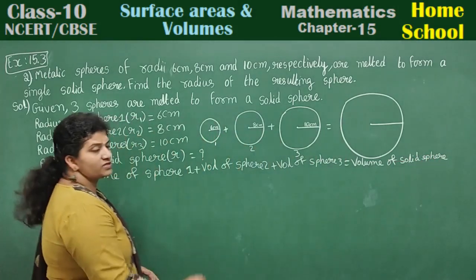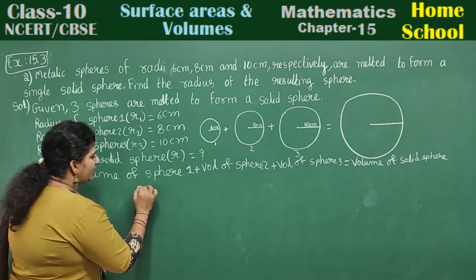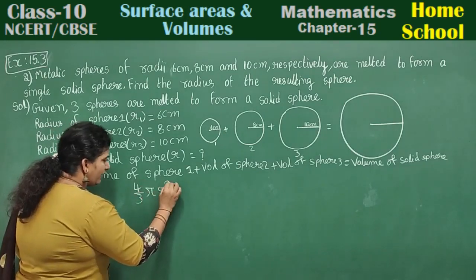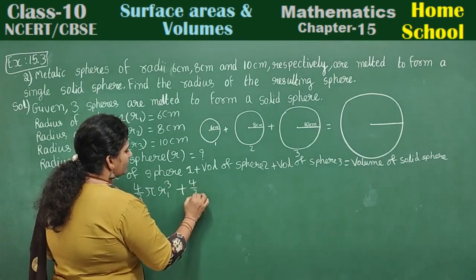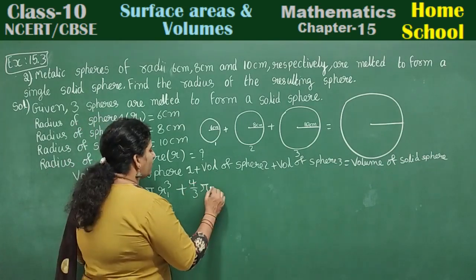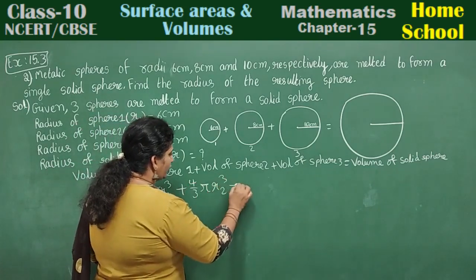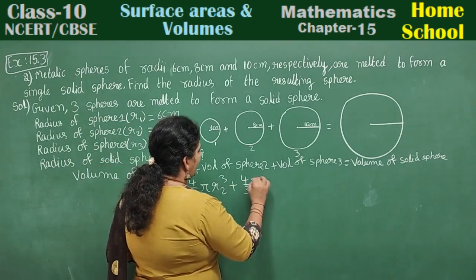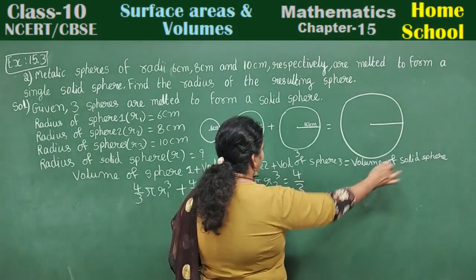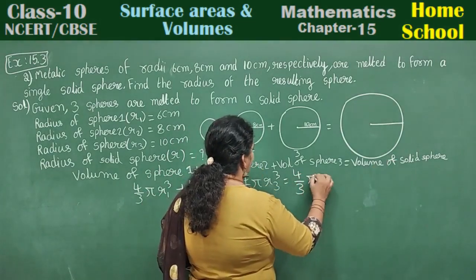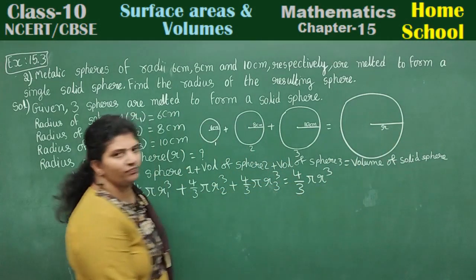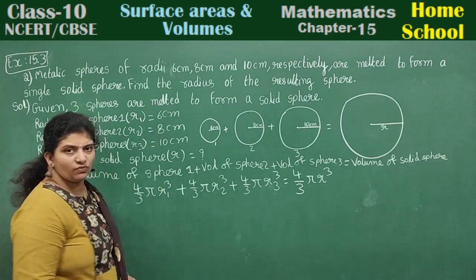Write the formula. What is volume of a sphere formula? It is 4 by 3 pi R1 cube plus 4 by 3 pi. Radius is different, so write with the R1, R2, R3. 4 by 3 pi R2 cube plus 4 by 3 pi R3 cube is equal to volume of solid sphere, formula 4 by 3 pi. Let me take this as R. Pi R cube.